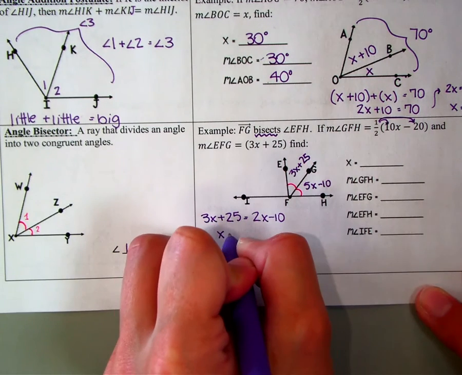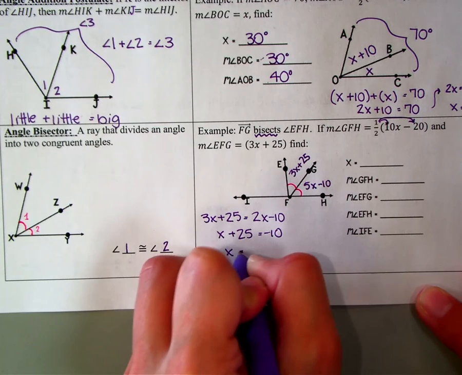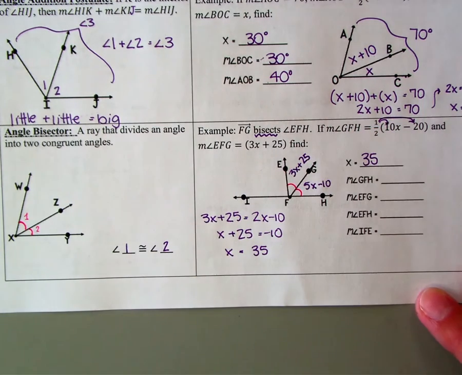So we'll subtract 2x from both sides, add 25 to both sides, and we find that the value of x is 35. And then to find the rest, all we have to do is plug that x value in.